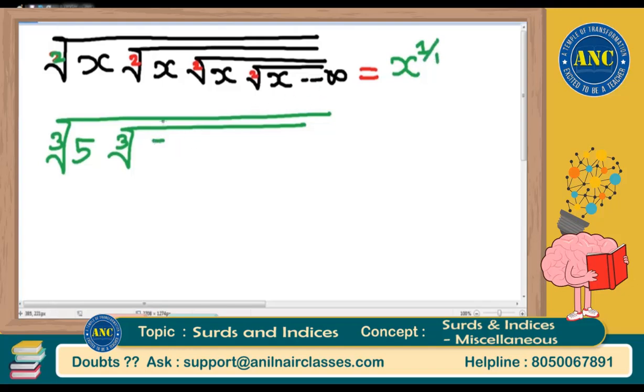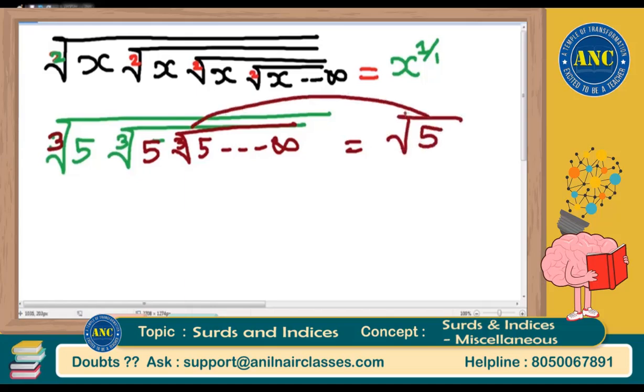Cube root of 5. In simple language, let me take this question: cube root of 5 into cube root of 5 into cube root of 5, infinite number of times. Can I say that here the root is third root? So my answer will be second root. If the question is third root, my answer will be second root. If the question is second root, my answer will be first root.